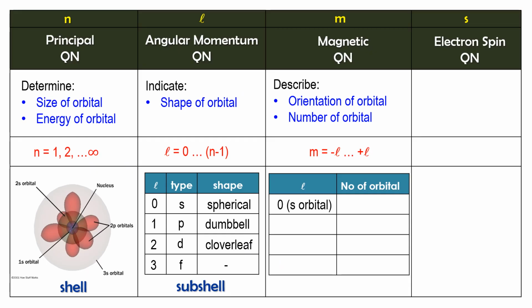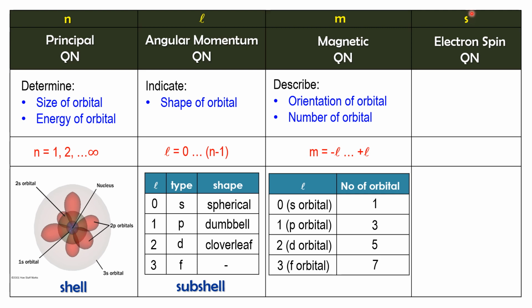So, when L is equal to 0, s orbital, it only has one orbital. When L is equal to 1, p orbital, it has 3 orbitals. When L is equal to 2, d orbital, it has 5 orbitals. When L is equal to 3, f orbital, it has how many orbitals? Siapa boleh jawab dengan betul, dia fahamlah tu. The answer is 7 orbitals.